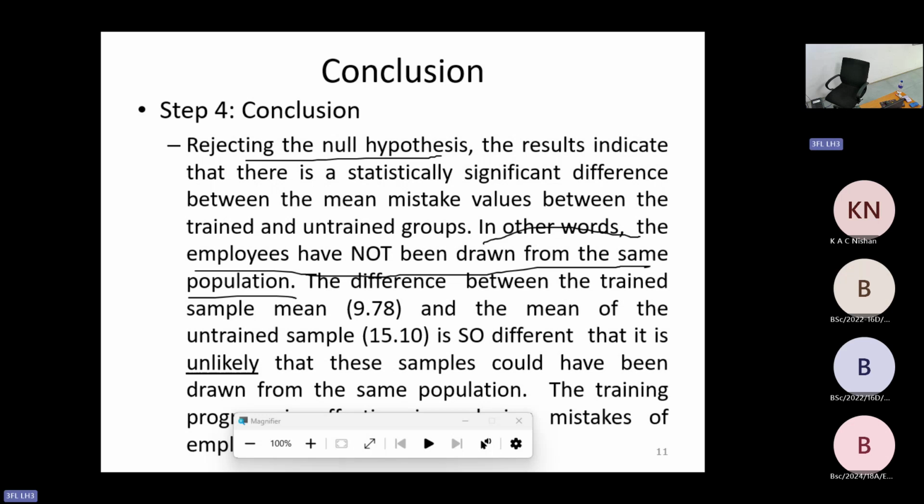We reject that there is no difference. We can reject it.